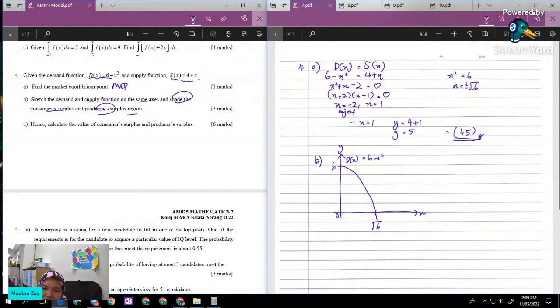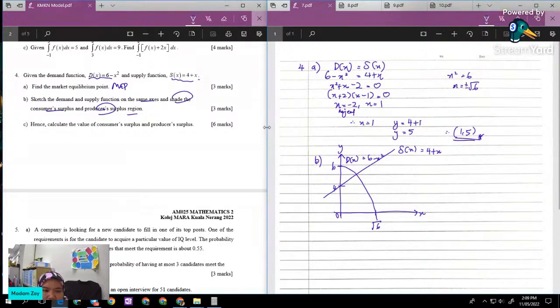Okay, how about the Sx? Sx kita is a linear, positive linear. Positive linear with intercept at what? When x equal to 0, y is equal to 4. So, the intercept dekat 4 sini. So, the straight line, so it's going up lah. This is our Sx, which is equal to 4 plus x or x plus 4. Straight line. Pastikan you label kedua-dua graf ni.